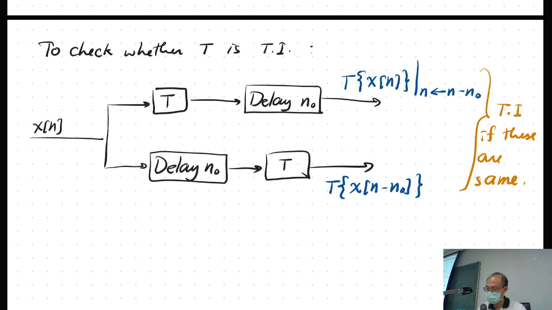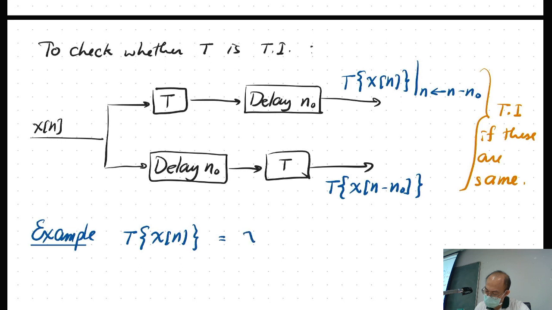For example, if I have the system T of x equal to x of minus n, then I'm claiming that this system is not time invariant. This system is linear, but it is not time invariant. When we talk about linearity, we are talking about the value of it. We are not interested in the time information, only in the value.